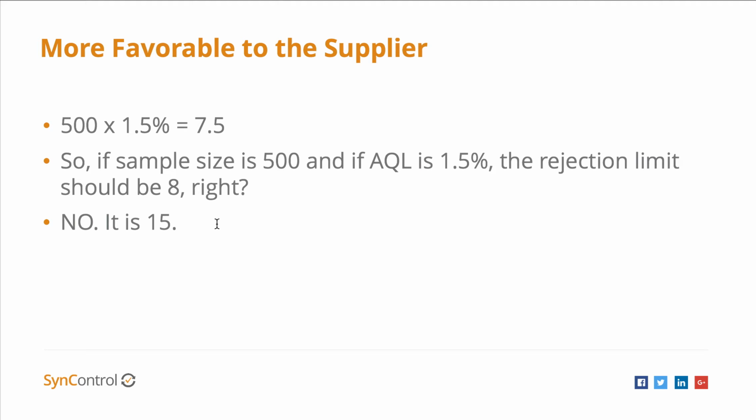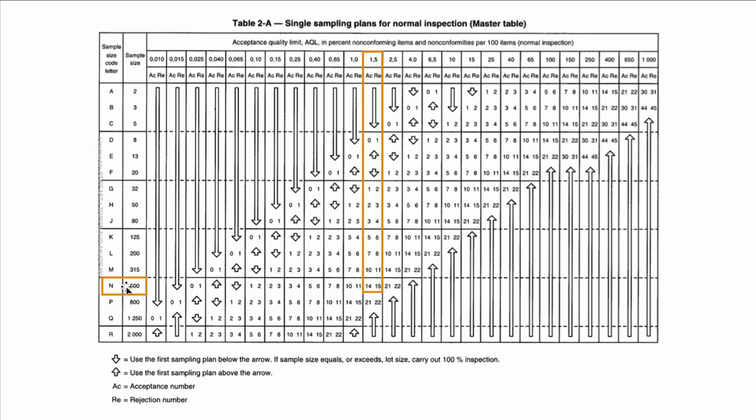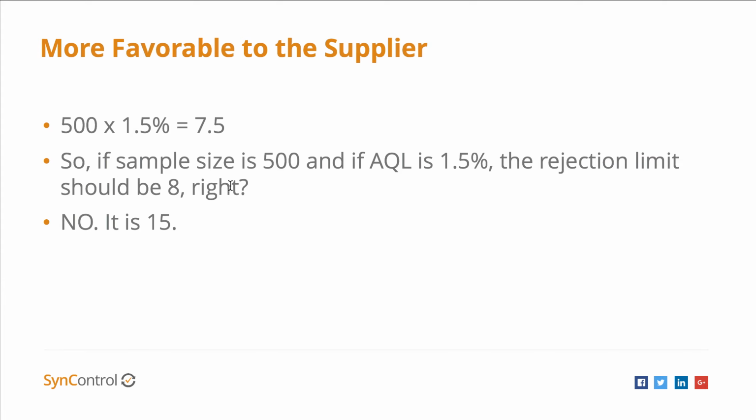Let's also understand why there's an apparent paradox. Okay, here you say 1.5%, right? This is in non-conformity per 100 items, so it means 1.5%. And 1.5% of 500 is not 14, right? It's 7.5. Why? Well, again, because the standard is more favorable to the supplier.